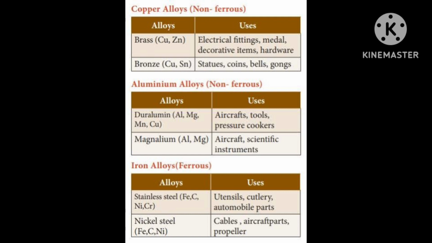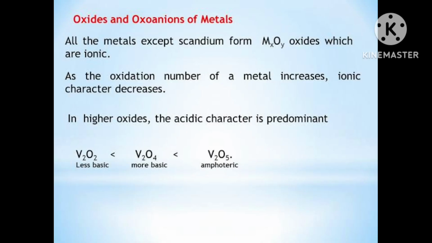Similarly, V2O5 reacts with alkalis as well as acids to give VO4 3- and VO2+. Correct? Because it is amphoteric, it can react as acid and base both. V2O5 reacts with alkalis as well as acids to give VO4 3-, the anion, and VO2+, the cation, respectively.